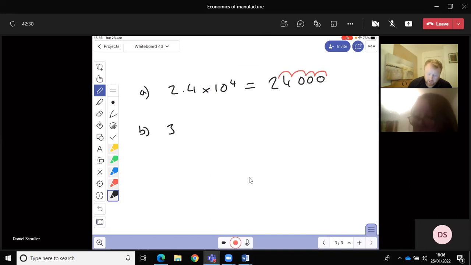Another example of that. If we had 3.15 times 10 to the 6, we're moving from the decimal point, we're going 6. So the decimal point starts here. 1, 2, 3, 4, 5, 6. Everywhere there's a space, we put a 0.